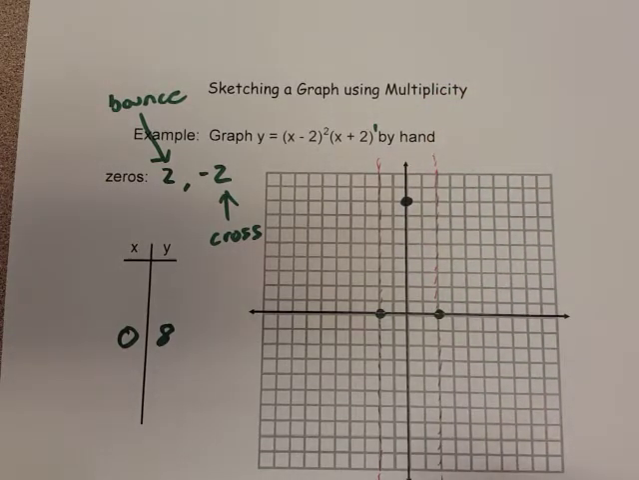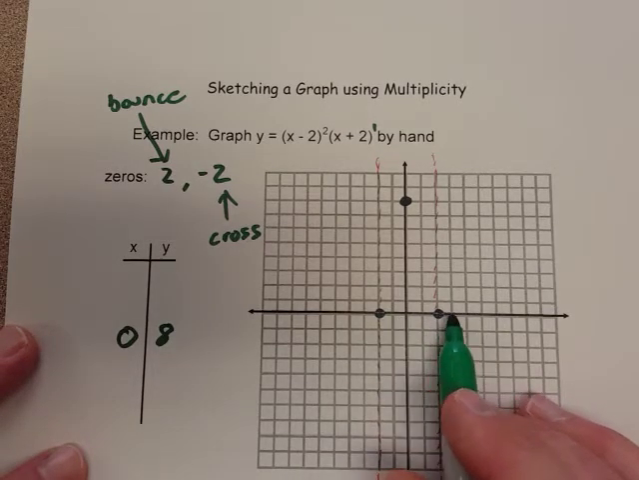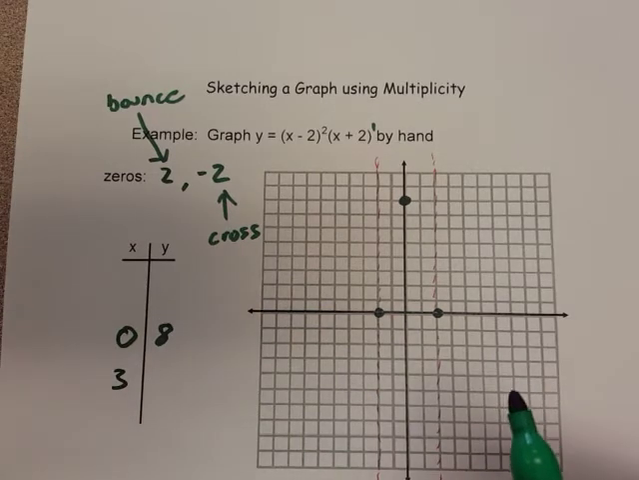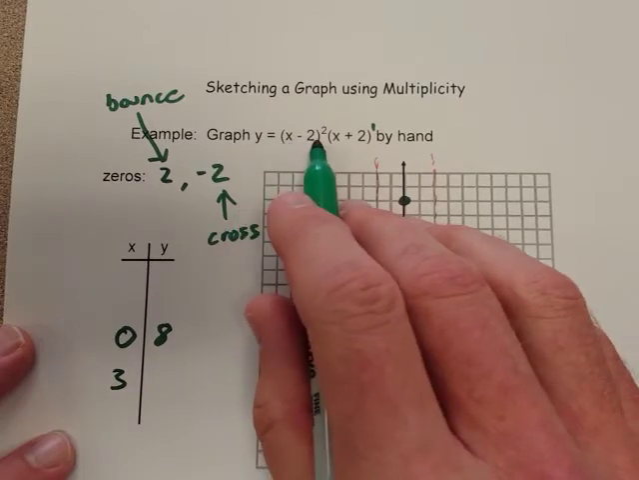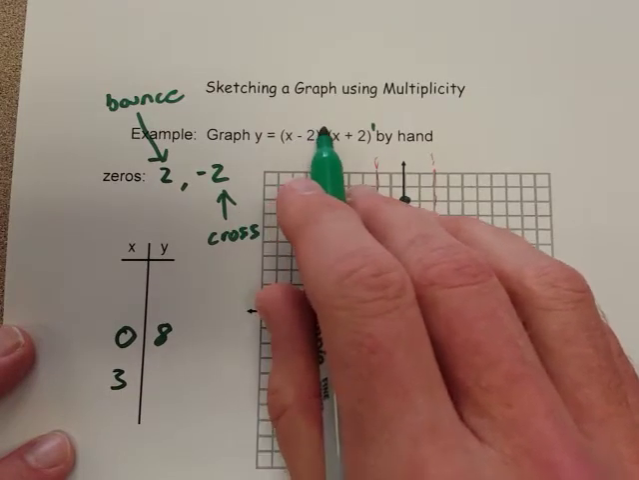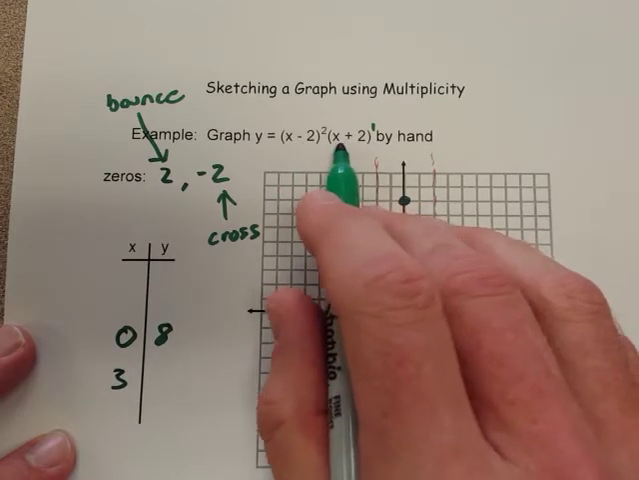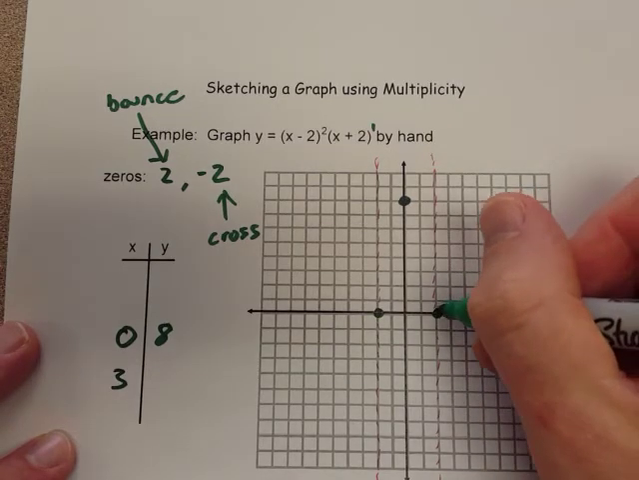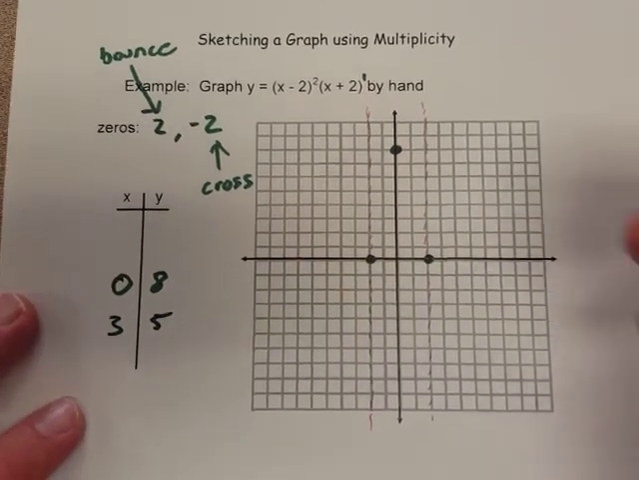Now, other points that are going to be helpful here, I like to go over this side and just pick the easiest point available. Since we're at positive 2 right here, I'm going to pick positive 3 as my other x value. If I plug positive 3 in there, that's 3 minus 2, so that's 1 squared, that's just 1, times 3 plus 2, so it's just 1 times 5. That means my point is going to be (3, 5).